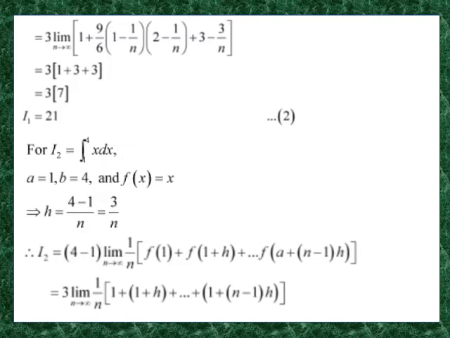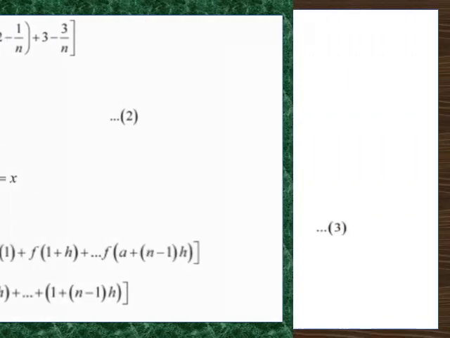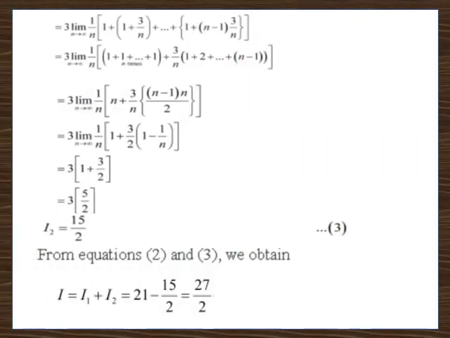So 3 limit n tends to infinity 1 upon n, 1 plus 1 plus h plus and so on, 1 plus n minus 1 into h, which is 3 limit n tends to infinity 1 upon n into 1 plus 3 upon n plus and so on, 1 plus n minus 1 times 3 upon n. So we have 1, n number of times, and taking 3 upon n common, it will be 1 plus 2 plus up to n minus 1.